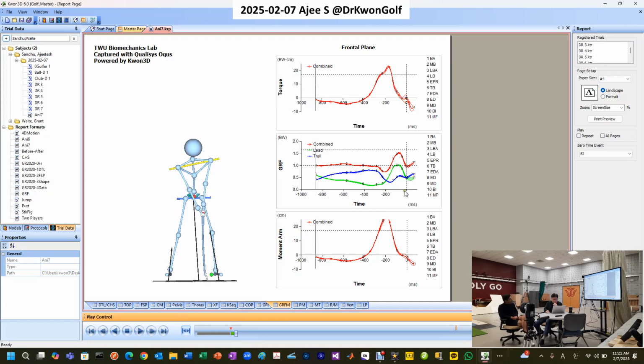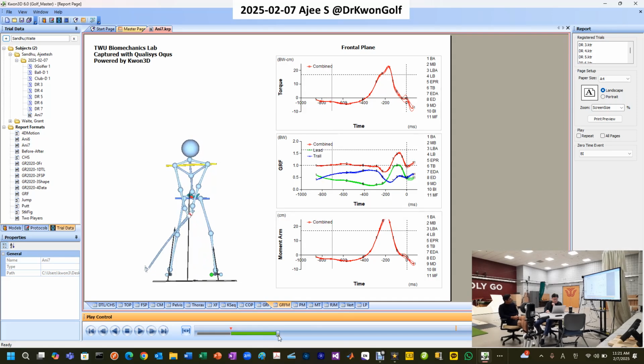So initially, as the middle graph shows, the forces. Red is the total force, and then green and blue. The blue is the force acting on the trail side. Green is the force acting on the lead side here. Then during the backswing here, about here, the total force becomes the maximum.